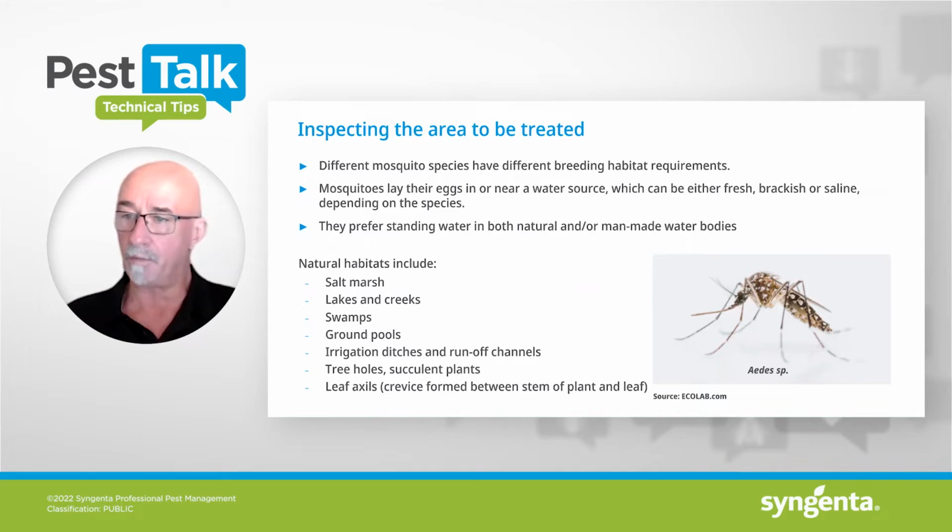Different mosquito species have different breeding habitat requirements. As we said, they lay their eggs on or near a water source, which can be either fresh, brackish, or saline, depending on the species. They prefer standing water, both natural and man-made water bodies. Natural habitats include salt marshes, lakes, creeks, swamps, ground pools, irrigation ditches, and runoff channels. Tree holes and succulent plants, and leaf axils, the crevice formed between the stem of a plant and leaf. We get a lot of people in gardens and nurseries who breed things like bromeliads, and they hold water around that leaf axil, and that causes a constant area where mosquitoes really do breed, and we have to look after them in those areas.